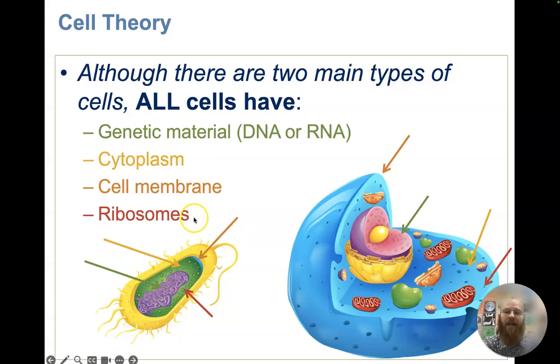And then finally, they have ribosomes. Ribosomes are little protein factories, extremely important as we move forward. But for now, just keep in mind, we have all of these differences between prokaryotes and eukaryotes, and we have these four things in common. So all cells will have these four things.